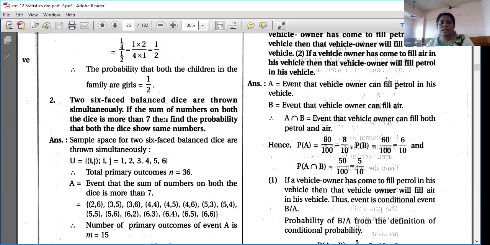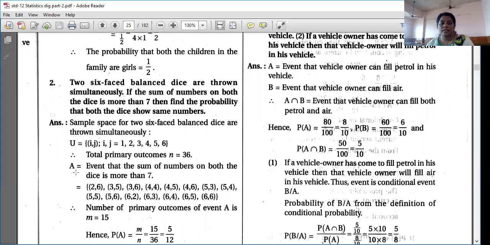Right. If the sum of the numbers on both the dice is more than 7, then find the probability that both the dice shows the same number. First event है A, that is equal to event that sum of the numbers on both the dice is more than 7. More than 7 means 2 and 6. 2, 6. So 2 plus 6 is 8. More than 7 means 8, 9, 10, 11, 12. Total 12 तक हो सकता है, not more than 12.